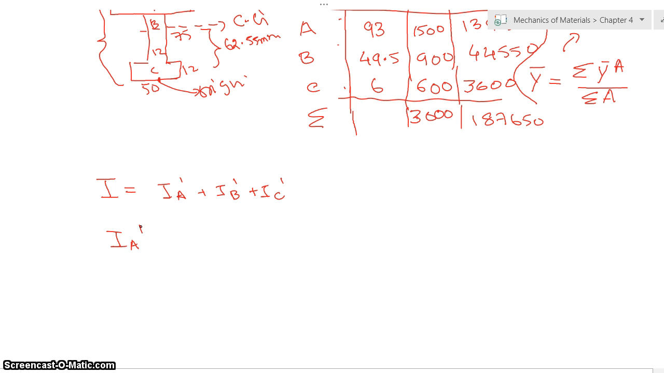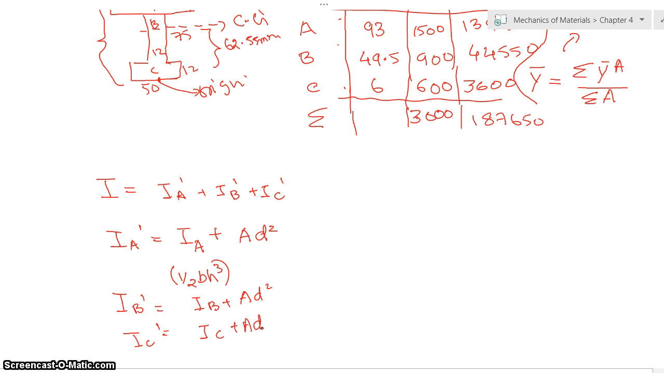Now what is the new I of, let's say, A? The new moment of inertia of A will be the old moment of inertia, which is 1/12 bh cubed, plus A d squared. Similarly for B, it is I_B plus A d squared, and for C, I_C plus A d squared. Now the most important thing to understand from here is what is d.